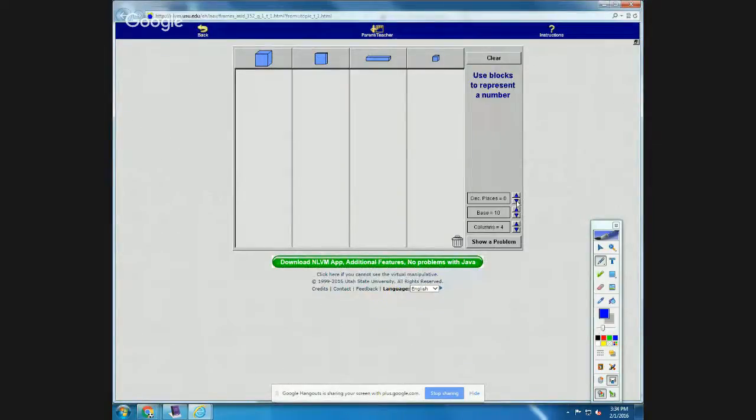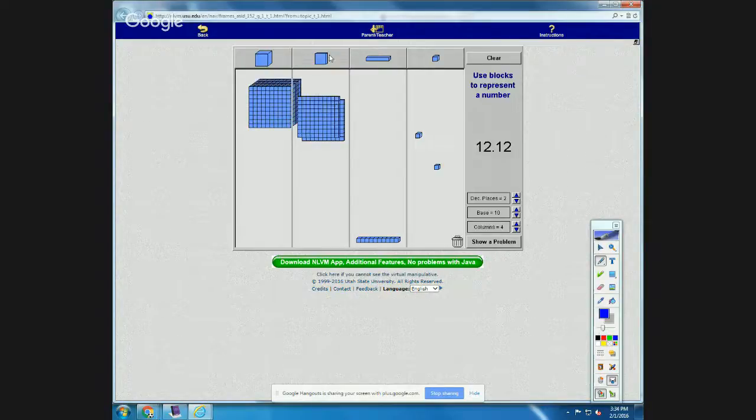And so here I can choose which one I want to be tenths or hundredths. So I think I'm going to go for these guys right here are going to be my tenths. These guys here are going to be my hundredths, and those guys are going to be my whole numbers. And so these guys here will be my tens. So I just represented 12.12, so 12.34.